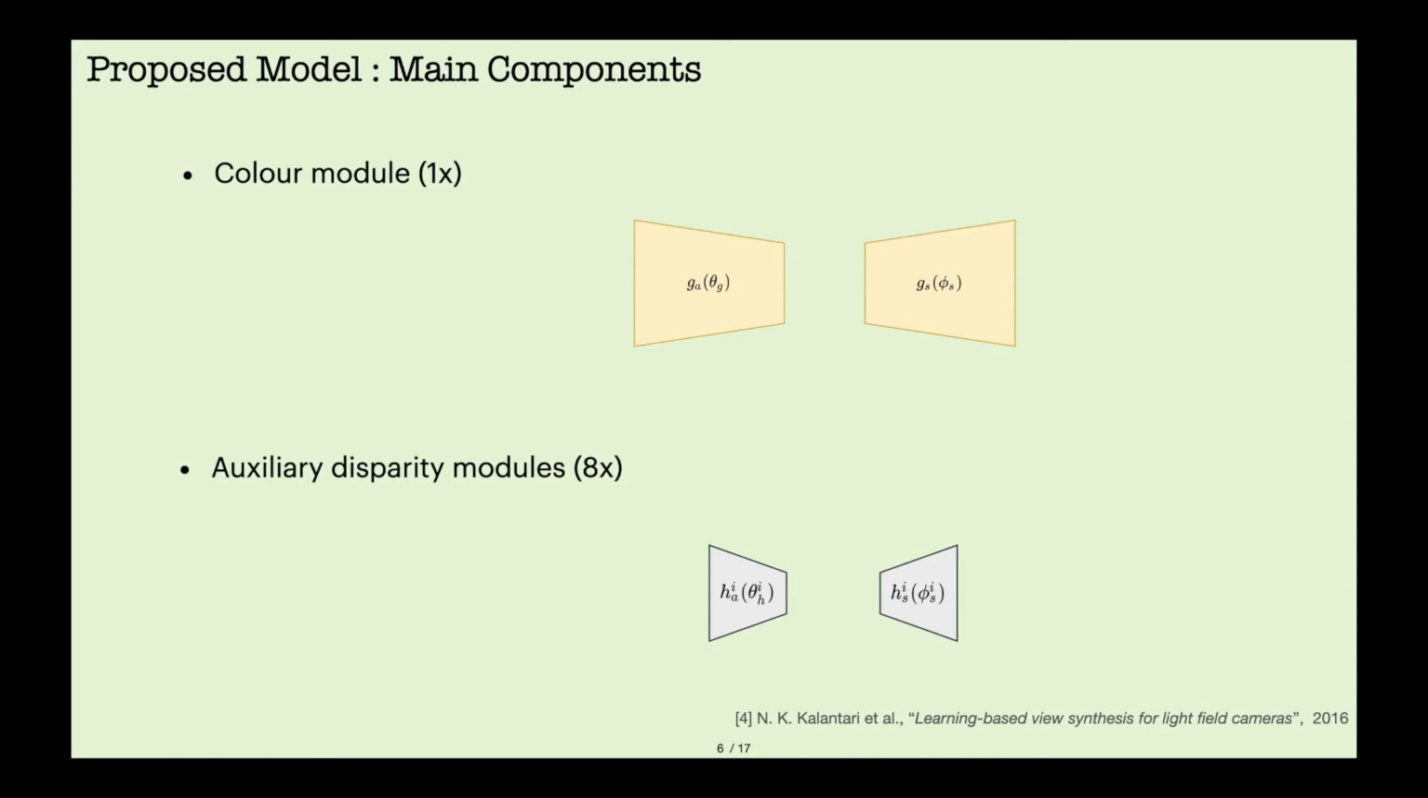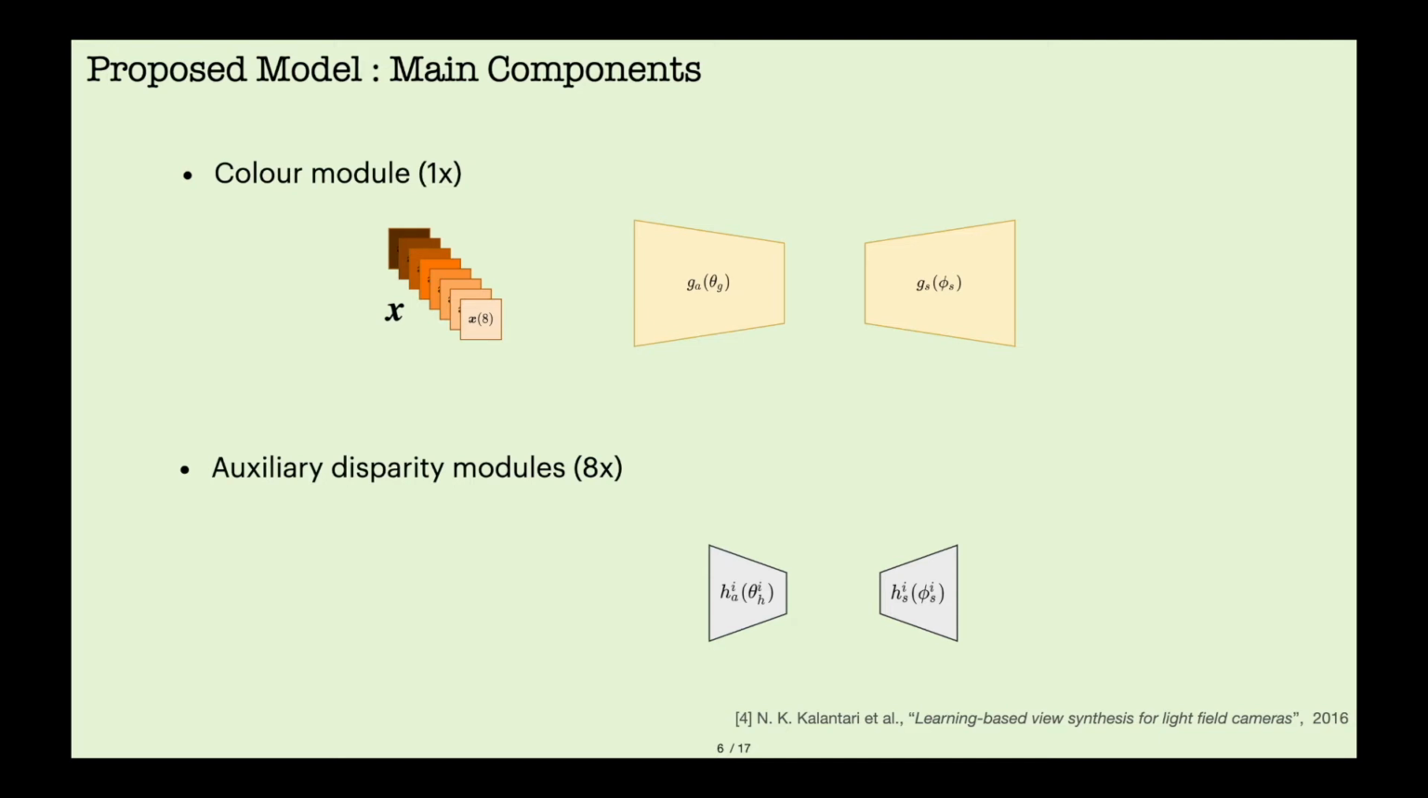The two main components of our model include a color module and 8 auxiliary disparity modules. The color module takes as input the 8 views of the input row, and to take advantage of the spatial correlation as well as the angular correlation, the module is made up of 3D convolutional layers along with some nonlinearities. And as the name suggests, the color module should learn the intensity information of the light field input. The auxiliary disparity modules, on the other hand, should learn the disparity information.